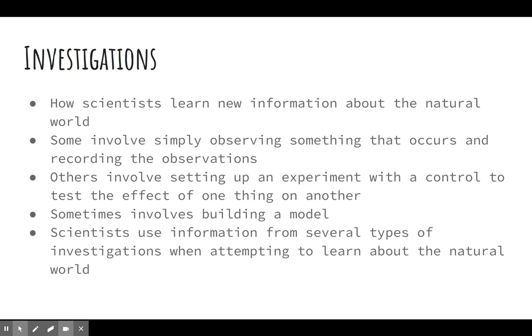So scientists don't just use one investigation to determine something to be scientific, to be factual. They use information from several types of investigations when attempting to learn about the natural world. And as we go through, even this week, there will be some investigations that you do simply by observing and recording your observations. And there will be other investigations where you have to set up an experiment with a control to test the effect of one thing on another.